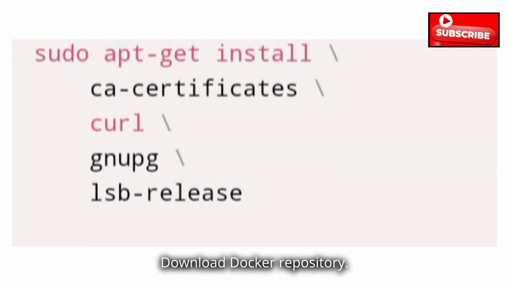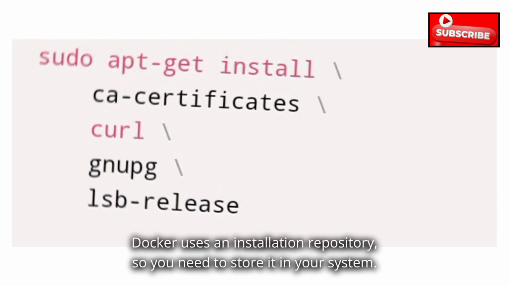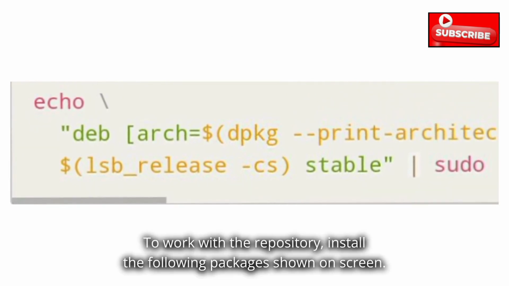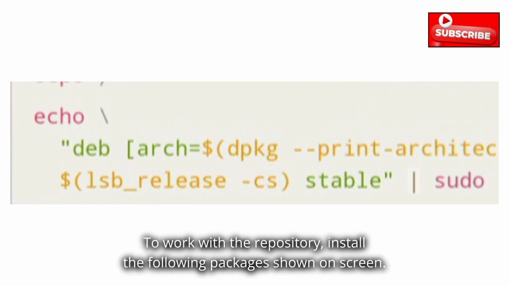Step 3. Download Docker repository. Docker uses an installation repository, so you need to store it in your system. To work with the repository, install the following packages shown on screen.